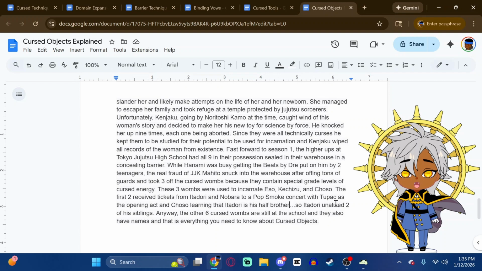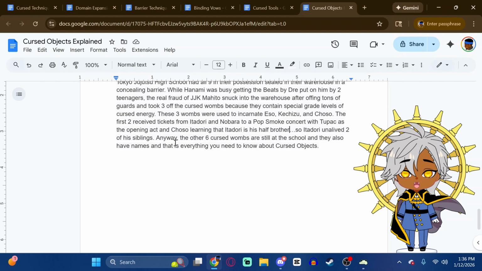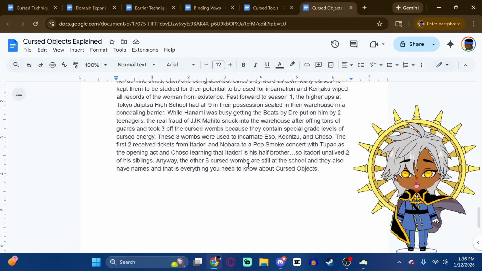But yeah, so Itadori and Choso are half brothers because Choso is the son of the woman from the Meiji period and Kenjaku, who was Noritoshi Kamo at the time, and then Itadori is the son of Kenjaku, who was in his mother's body. I forget her first name, but something Itadori, and well, you know, his dad, who is Jin Itadori. So they're half brothers. So Itadori basically unalived two of his siblings. But anyway, the other six cursed death womb paintings are still at the Jujutsu High School, and they also have names. And you know, that's pretty much everything on cursed objects.